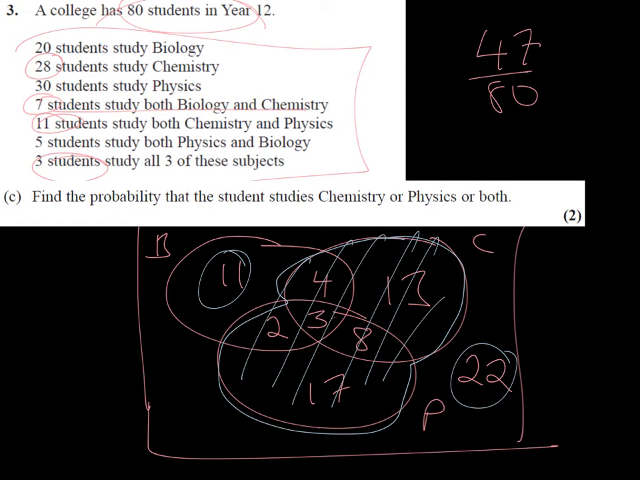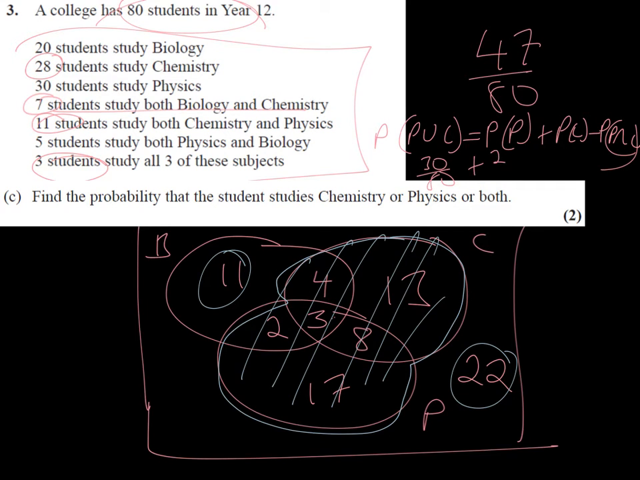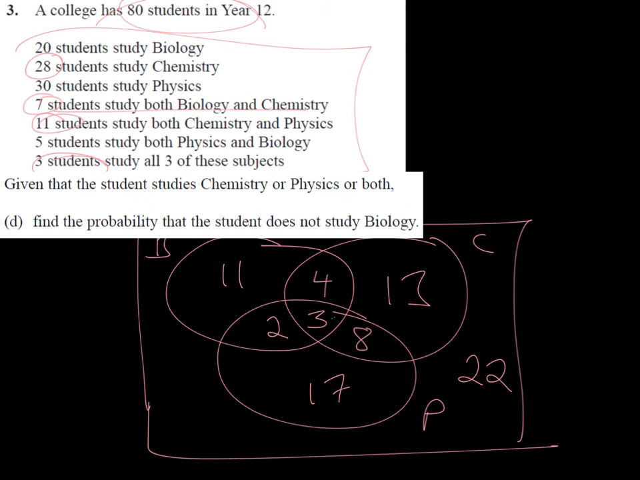So the formula you might recognise is the probability of physics or chemistry is going to be the probability of physics plus the probability of chemistry minus the probability of physics and chemistry. And if you do that, you'd get 30 over 80 plus 28 over 80 minus 11 over 80. And that is also going to give you 47 over 80. So quite a few different ways you can work that one out.